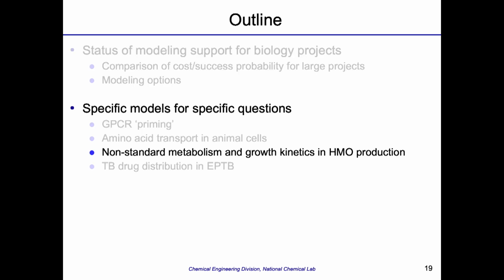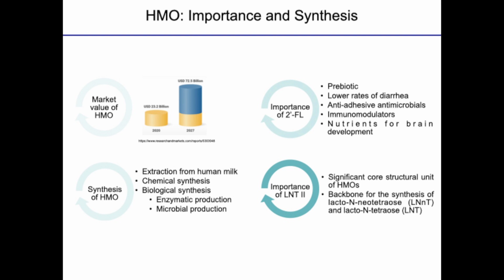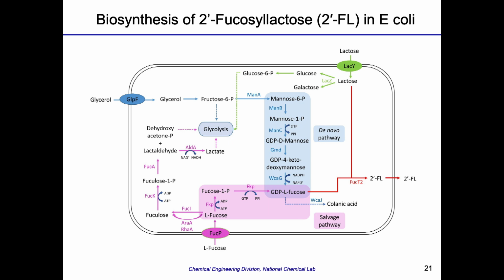So moving to the third example that I have, this is from cells to growth in reactors, and in particular fermentation for the production of human milk oligosaccharides that are used as substitutes in infant baby formula, and there's a big market for them. But we will not get into that. So one particular such oligosaccharide is 2-fucosyl lactose.